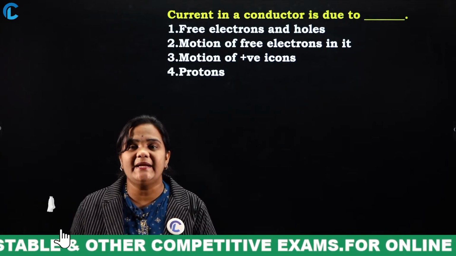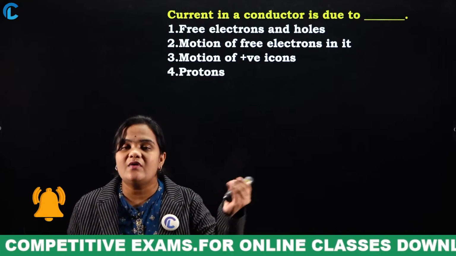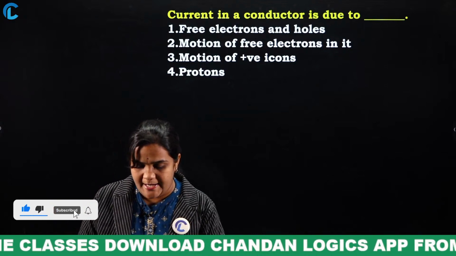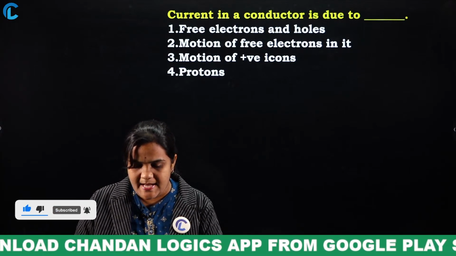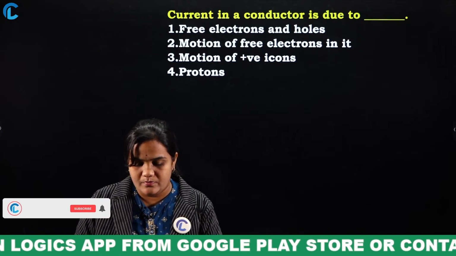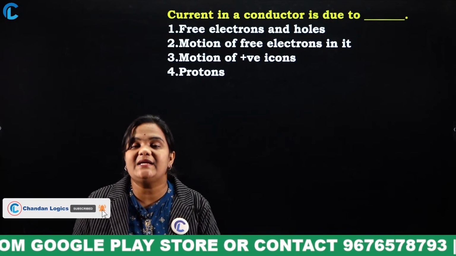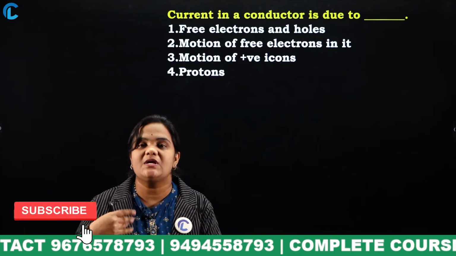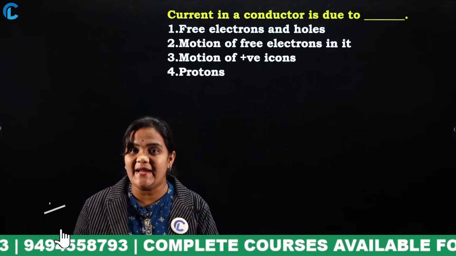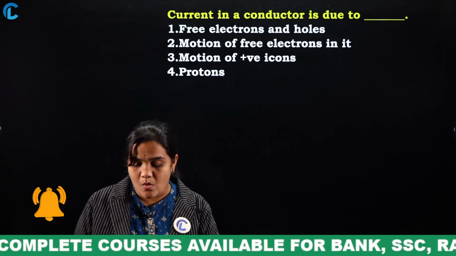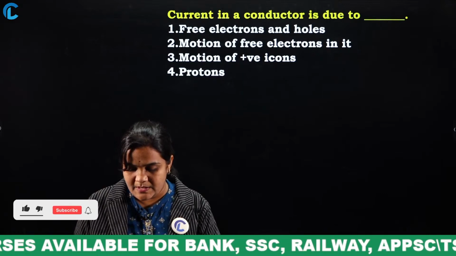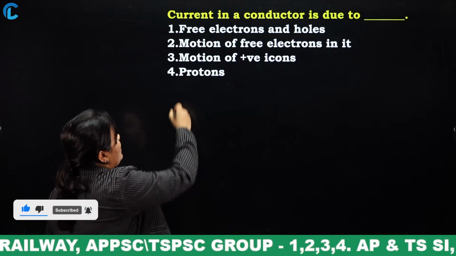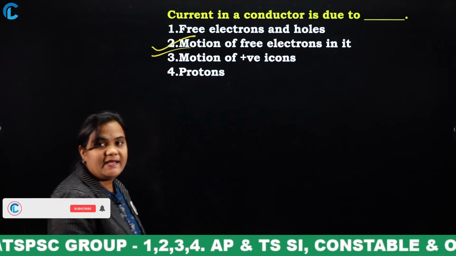So what is it saying? In conductors, what happens? Electrons move freely. Come on, try to get the answer for this. Current in a conductor is due to... Why is the electricity passage more in conductors? For example, water, human beings, we all are said to be conductors. Why does electricity pass in conductors? What is the reason for that? Yes, very good, because of motion of free electrons in it. Because the electrons will move freely in the conductors.